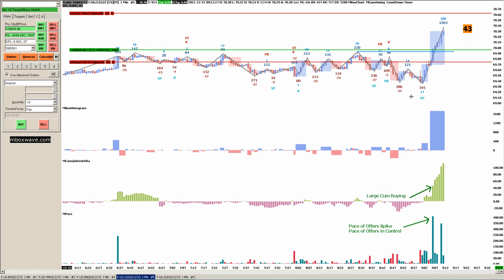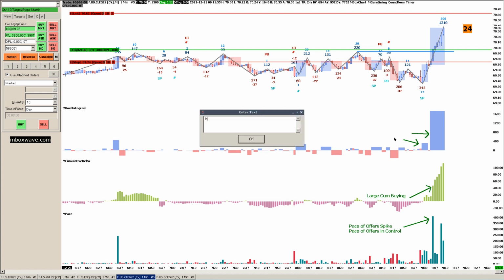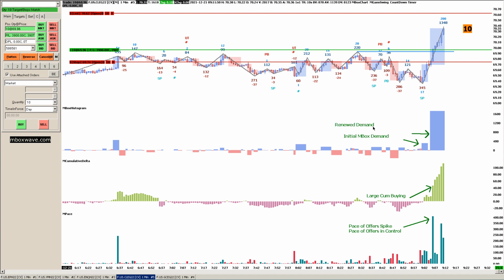I saw this as the initial demand, and when we got in, this was around this level, so renewed demand. So initial MBox demand and renewed demand.